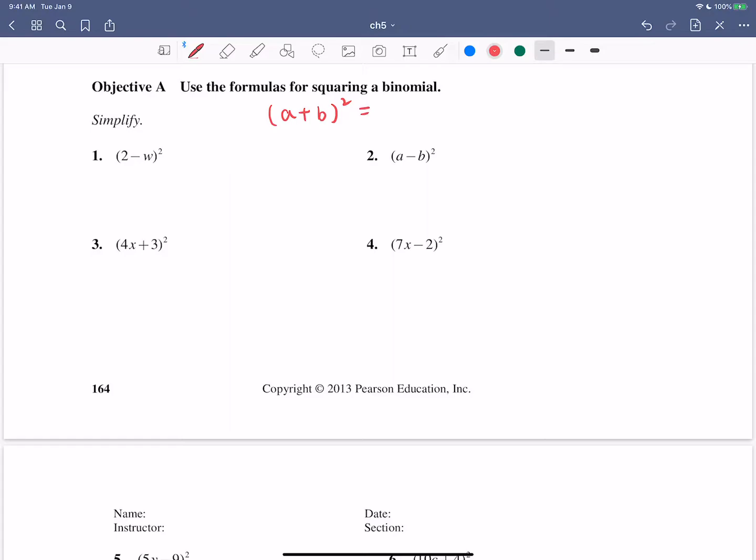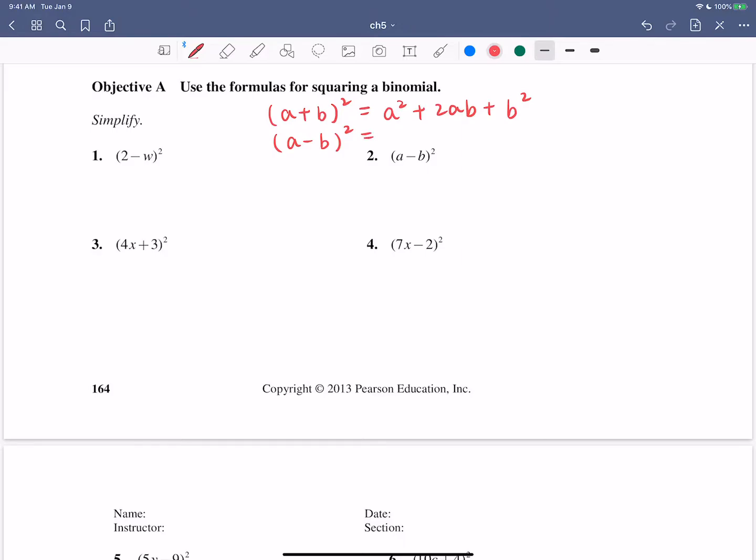The formula reads as you square the first term a, so a squared, and then you double the product of those two terms, plus 2ab, and then you're going to square the second term, which is plus b squared. So what happens if the second term is a negative term? That means you have another one. Another formula is a minus b squared.